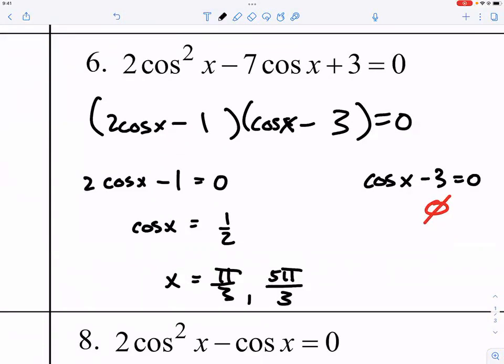When you do that, minus 7 cosine x is the outcome of the outside and inside. So you think about the outside: 2 sine x times minus 3, which is minus 6 cosine x. And then you have minus 1 times cosine x. So minus 6 cosine x minus 1 cosine x gives you minus 7 cosine x.